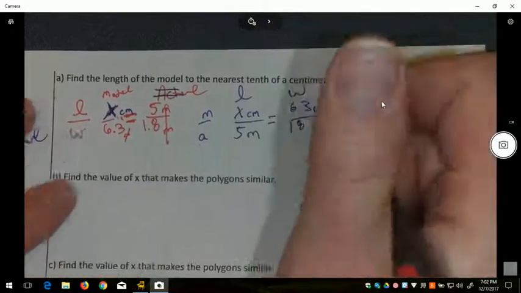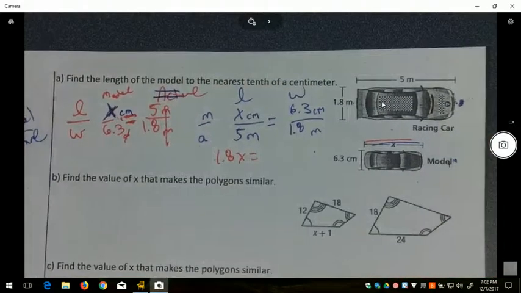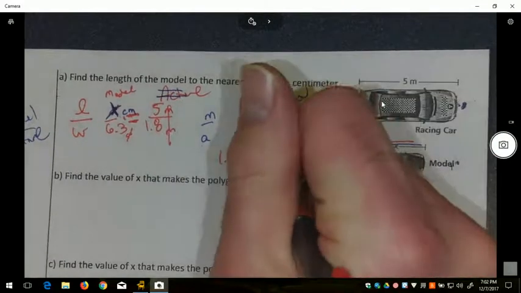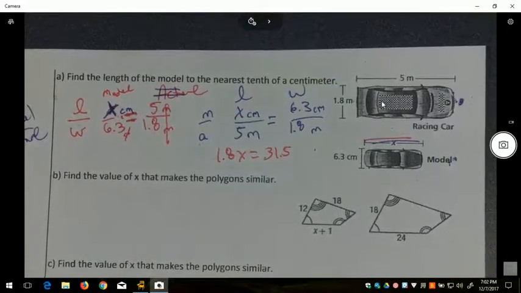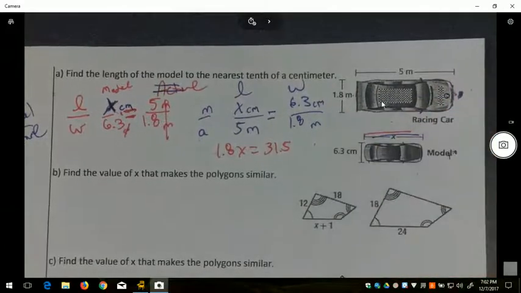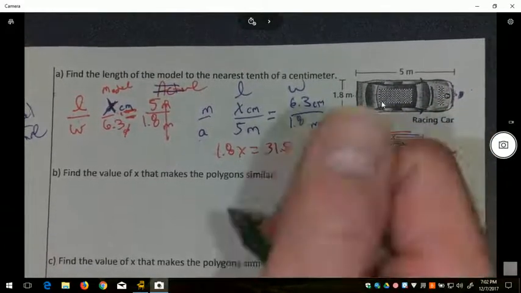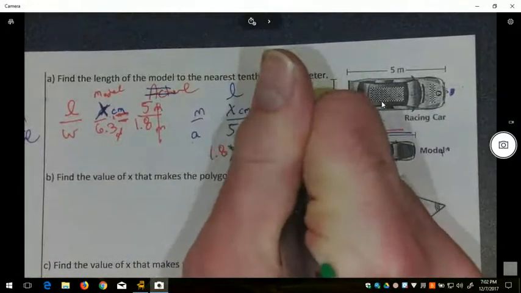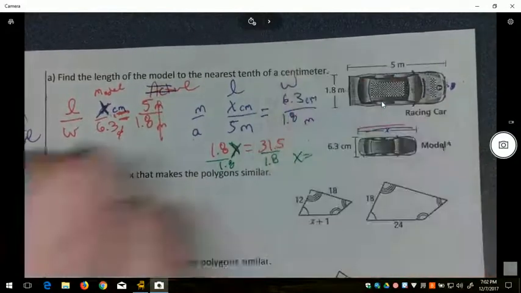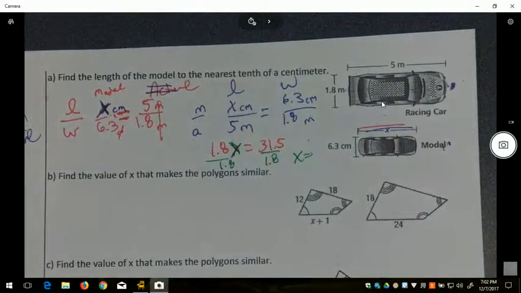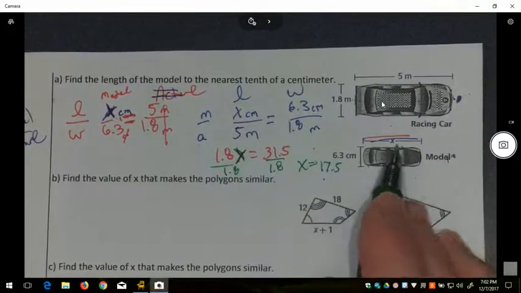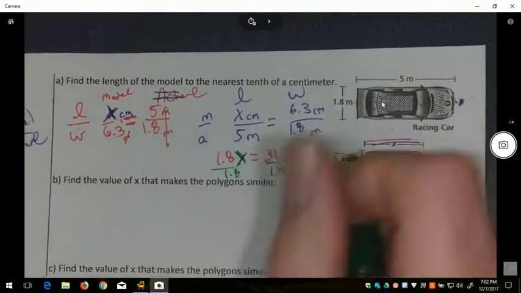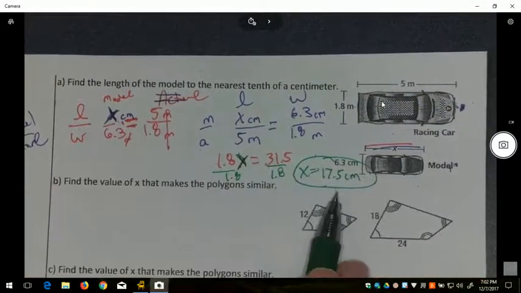So let's cross multiply. We're going to get 1.8x equals 5 times 6.3, which is 31.5. I could show you how the units cancel out also, but I'm going to let you take faith on it. If you want to see that, you can see me, and I'll show you how they do here as well, how it comes back to centimeters. To solve for x, we're going to divide by 1.8 on both sides, giving us x equals the quotient of 31.5 over 1.8, which is 17.5. 17.5 was for the model that we were solving, so this is 17.5 centimeters. The model's length is 17.5 centimeters.